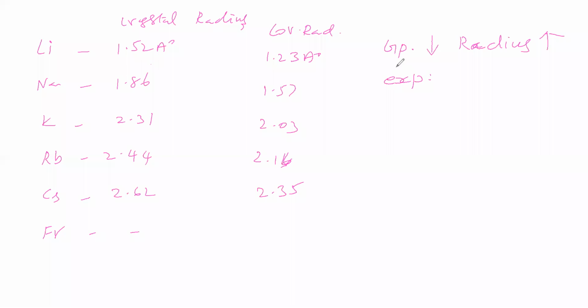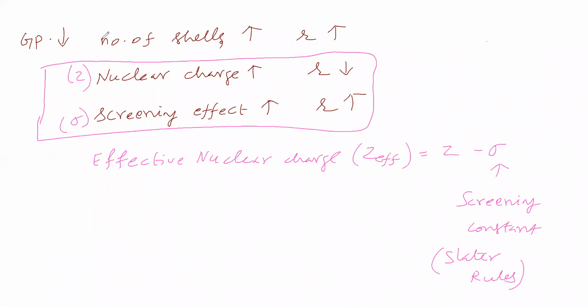So the experimental result says down the group atomic radius increases. Either you can see it in the form of crystal radius or in the form of covalent radius. In whatever form you take, down the group atomic radius increases. It is an experimental result. How to explain this experimental result, that we want to see. To explain it, we will take one factor called number of shells.